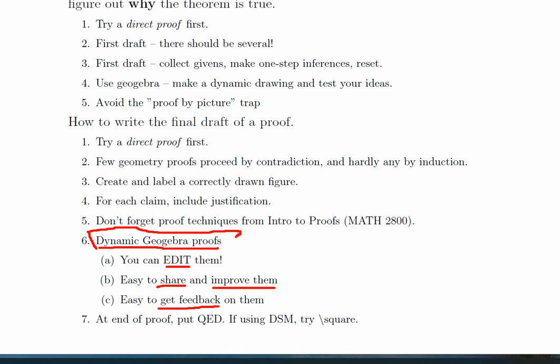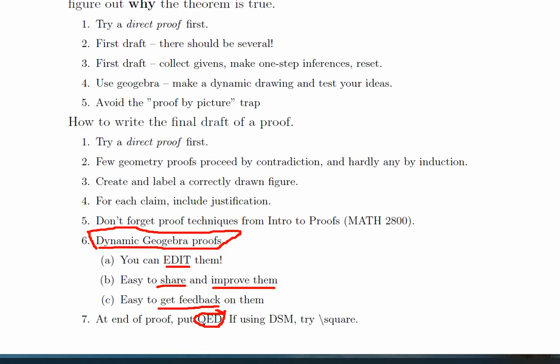Most everybody did their proofs directly in D2L, and they had a dynamic GeoGebra proof sort of lurking behind there. But we'll see. Maybe the next go round we'll have more dynamic GeoGebra proofs and fewer that are worked out in D2L. Okay, and then QED.